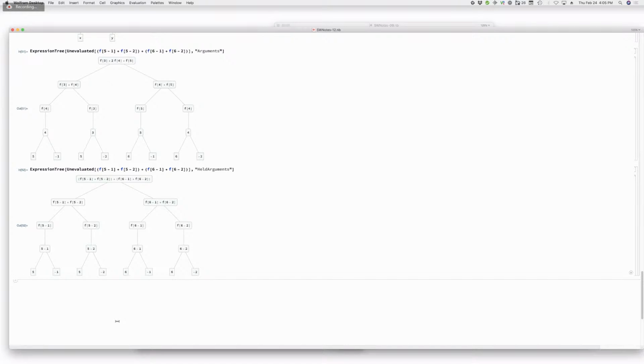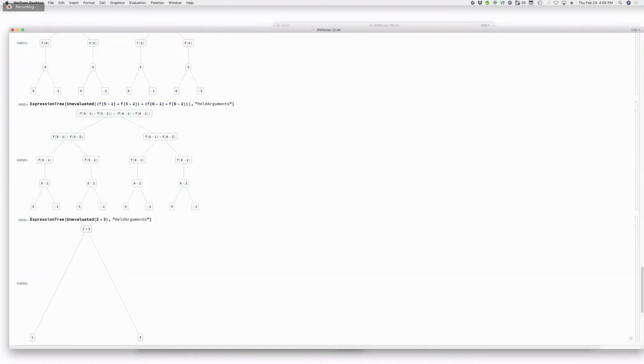Exactly. So the question now is, let's just take 5 minus 1 here. Okay, let's take a much more trivial case: 2 plus 3. Okay, we've got this. That is a representation of sub-expression recursion. Now we need something else here. We need another edge coming out of this.